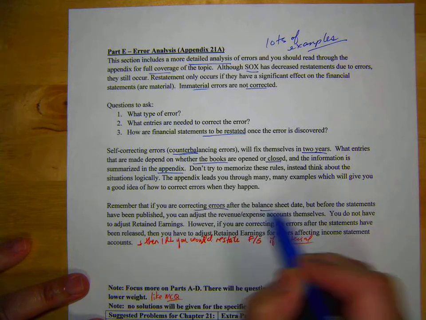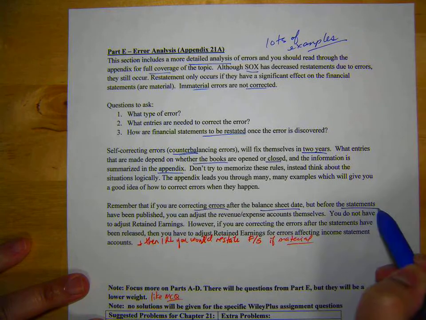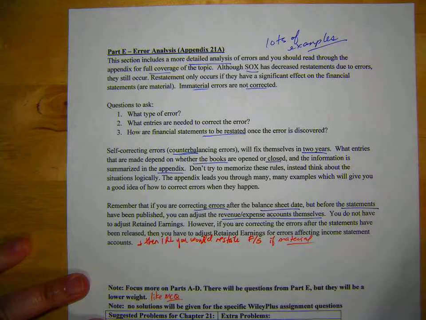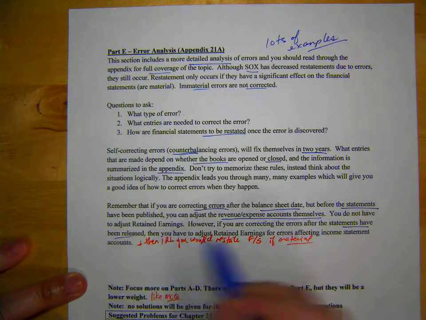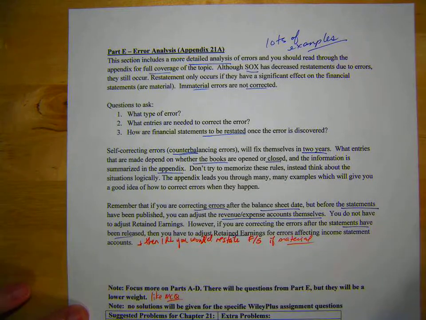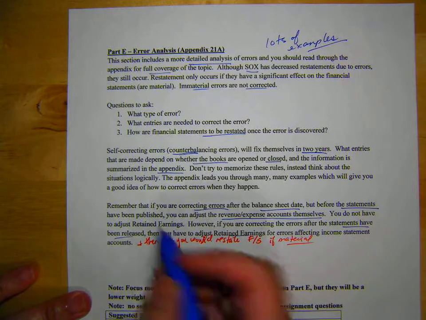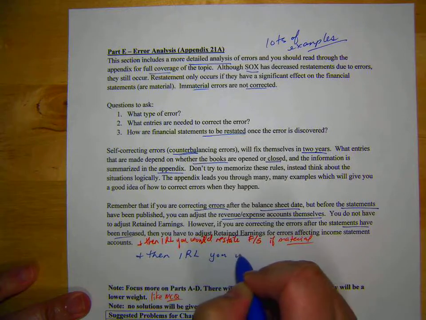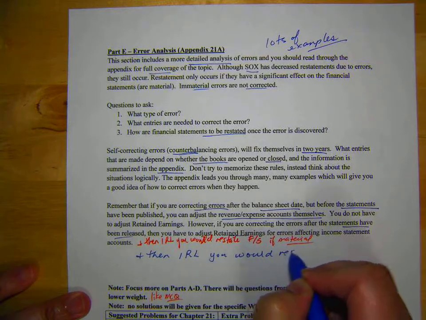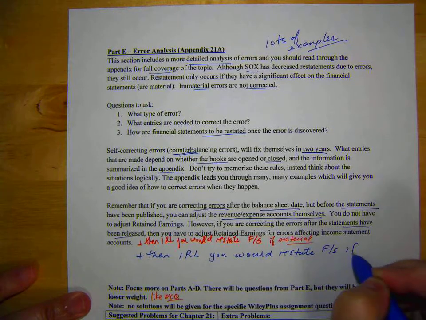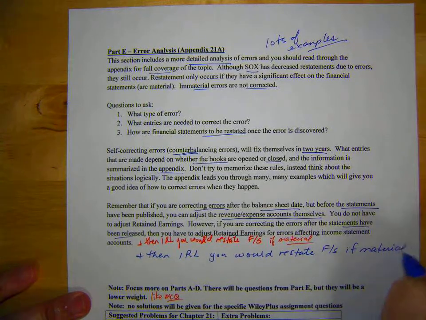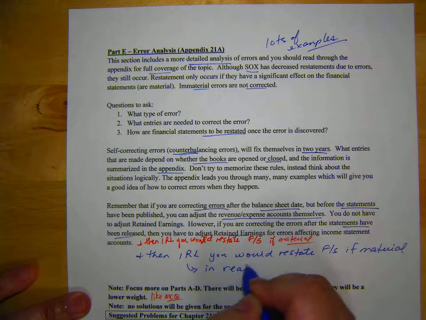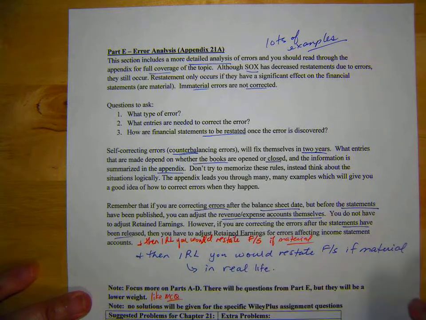If you're correcting errors after the balance sheet date but before the statements have been published, you can adjust the accounts themselves. You don't have to adjust retained earnings for that current year. But after the statements have been released, then you do have to adjust retained earnings. And what this says, I'll write it out, and then in real life, you would restate financial statements if material. I'm sure you all know this, but just in case you don't, in real life.